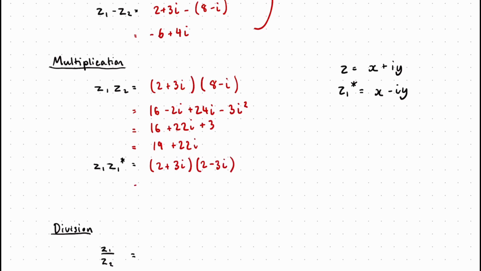When we expand this, 2 times 2 is 4. We got 2 times minus 3i, which is minus 6i. We got 3i times 2, which is plus 6i. And we got positive 3i times negative 3i, which is minus 9i squared. Well, minus 6i plus 6i will just cancel out. i squared is minus 1, so minus 9 becomes positive 9. So this just becomes 4 plus 9, which is 13.